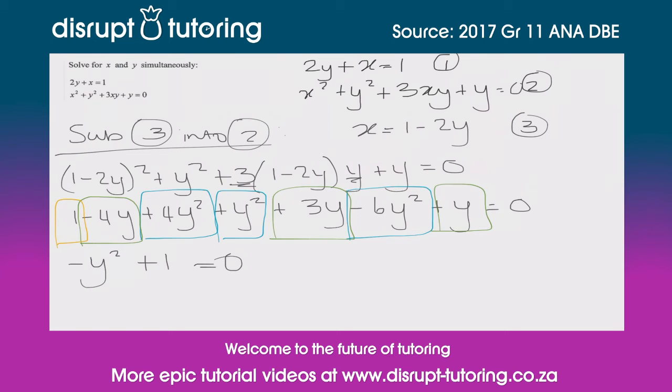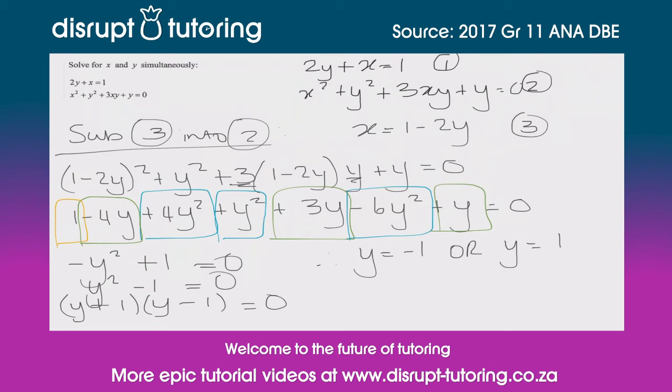Okay, this is interesting. Let's get rid of that minus. Let's times everything by a minus, so it's going to be y squared minus 1. What type of expression do we see here? Well, it's a square minus another square, which is a difference of 2 squares. So to factorize it, I'm going to open up my 2 brackets. I'm going to have a plus and a minus. I'm going to have my y, 1, 1. So therefore, y is equal to minus 1, or y is equal to 1.